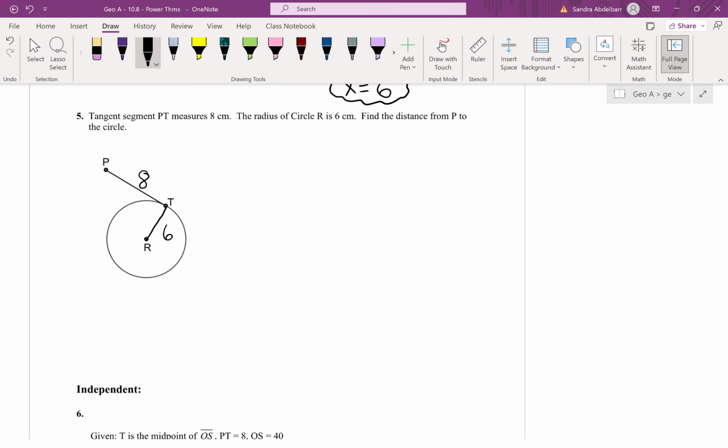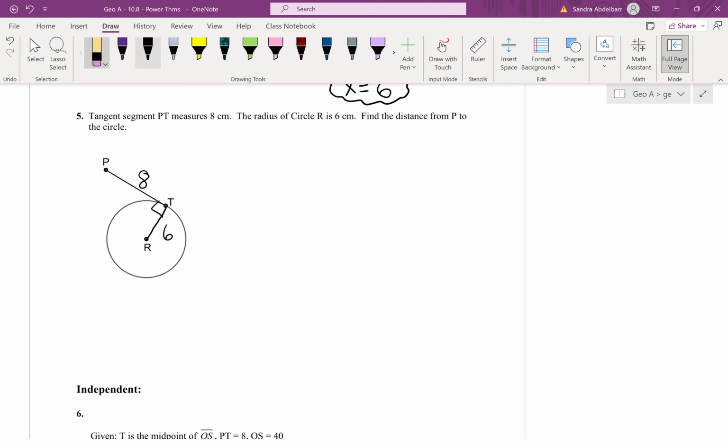But when a radius touches a tangent, what do we know? It's a right angle. Good. When a radius touches a tangent, we get a right angle. So we want to find the distance from P to the circle. When they say to the circle, they do not mean the center of the circle. They mean the rim of the circle. They want that.